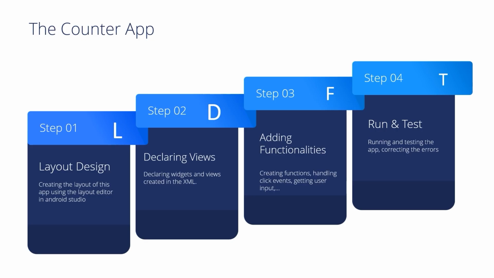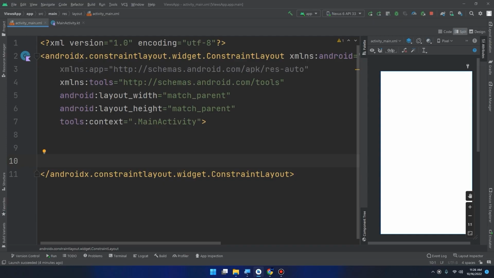Step number two is declaring the views, so declaring the widgets and the views created in the XML. The third step is adding the functionalities, creating functions, handling click events, getting user input, and so on. And the fourth step is running and testing the application, correcting the errors in the layout and the mistakes in the codes if presented. Okay, so these are the four steps that we will follow in all of our applications. So let's jump into Android Studio and start building this counter application.